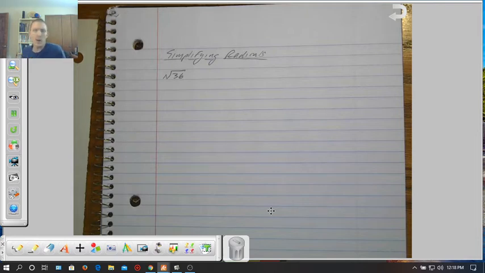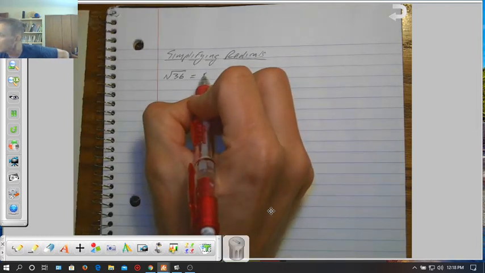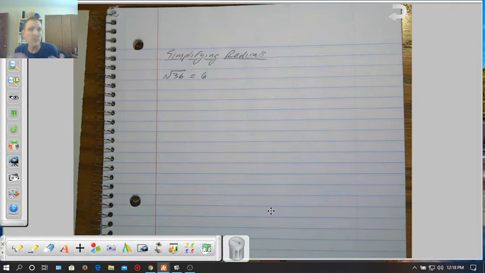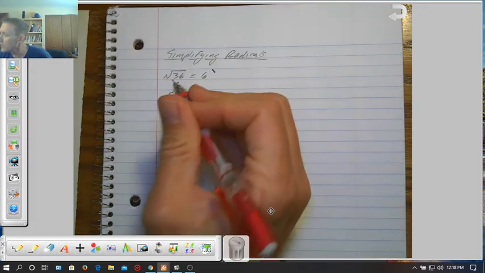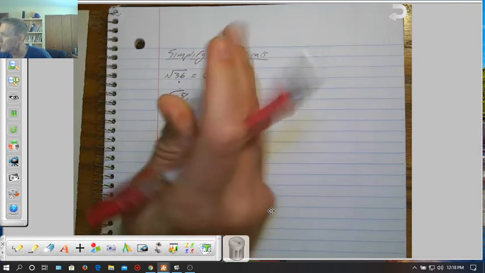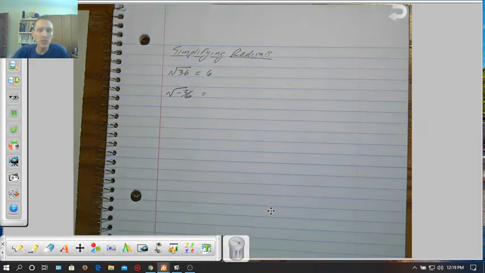So right now, as far as a radical is concerned, we know about the square root of 36. And we know that we can take the square root of 36, and the square root of 36 equals 6. All right, 6 times 6 equals 36. If we take that a step further, and we look at something like the square root of negative 36, if we ask ourselves what number times itself equals negative 36, we're thinking negative 6 times negative 6. That doesn't work because negative 6 times negative 6 makes 36.